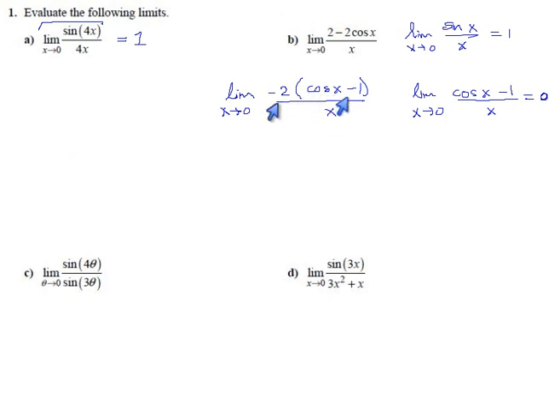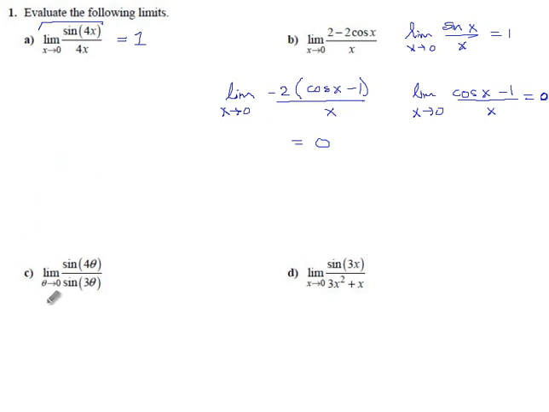So the overall limit here ends up being negative 2 times 0 equals 0. The negative 2 ends up not mattering. It didn't change the value of our limit, but the fact that we were able to get it to this form means the limit exists. It's not just an impossible division by 0 like it might appear to be at first.